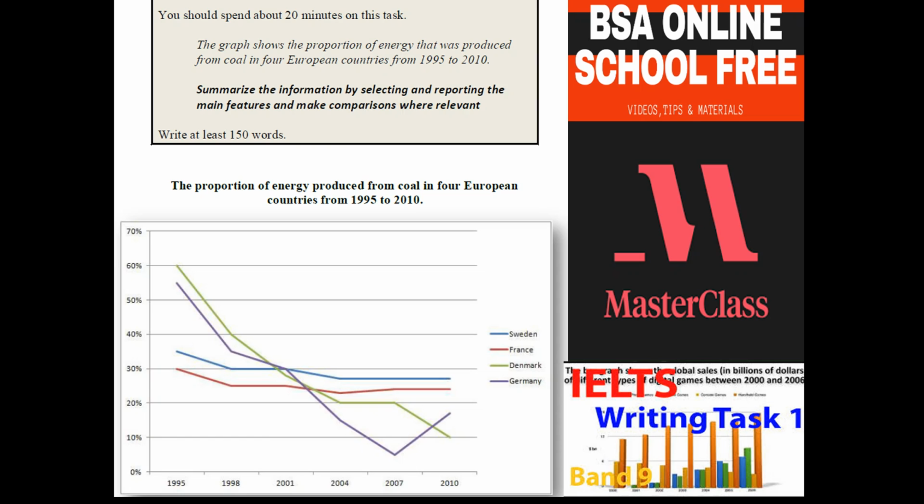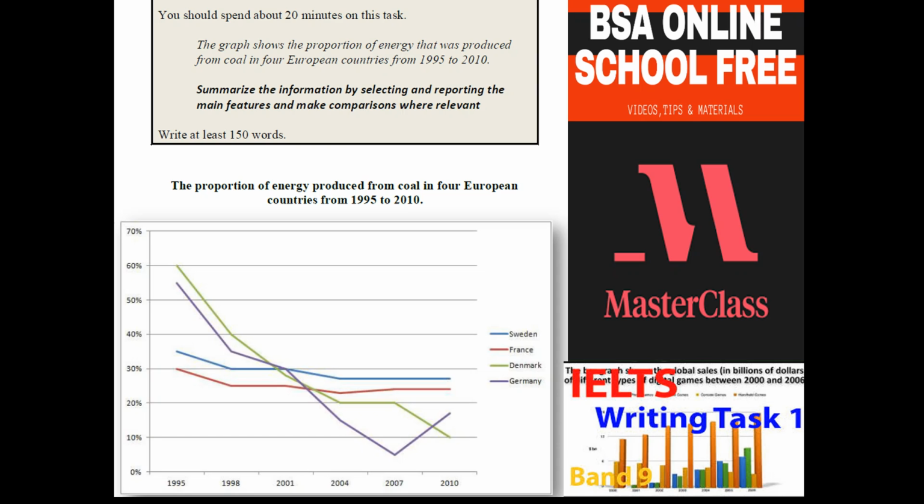You see here the statement of this graph. The graph shows the proportion of energy that was produced from coal in 4 European countries from 1995 to 2010. So actually you need to summarize the information by selecting and reporting the main features and make comparisons and contrasting where relevant. Here it is, we do have 4 countries: Sweden, France, Denmark and Germany.